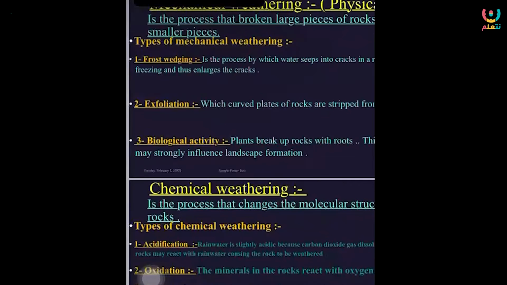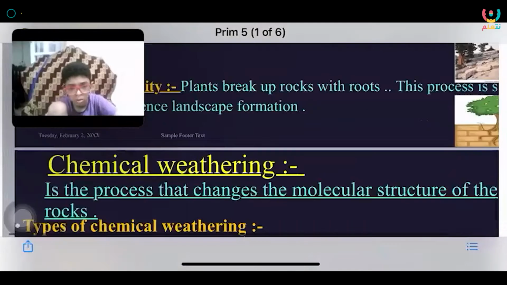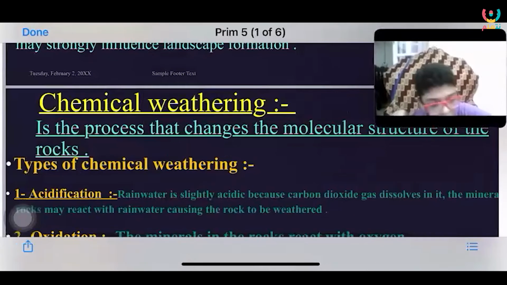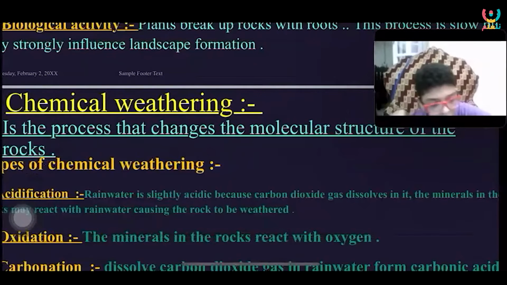The first one is mechanical weathering or physical weathering. The second kind of weathering is chemical weathering. It's a process that changes the molecular structure of the rock.